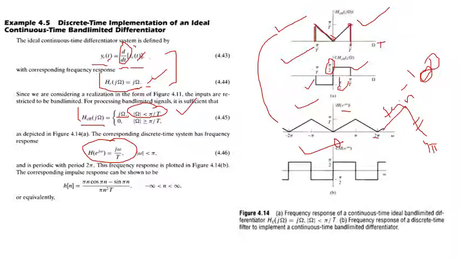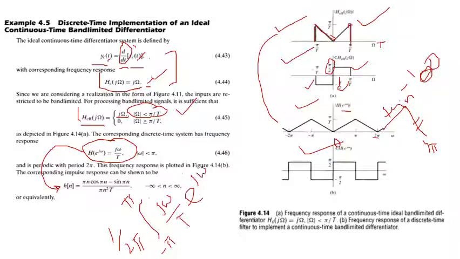Okay, so now if you take the inverse Fourier transform, and everybody knows the formula of the inverse Fourier transform, that is 1 by 2 pi integration from minus pi to pi, that is the maximum frequency, and the function is j omega by T e raised to the power j omega t d omega. So if you integrate it, you will get this thing.